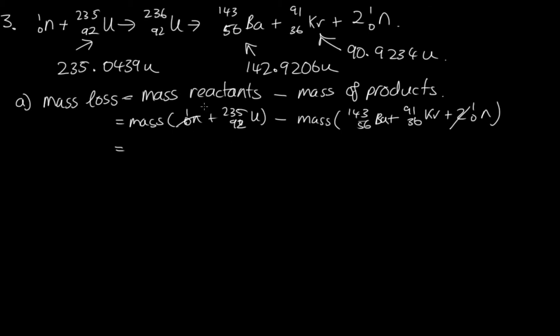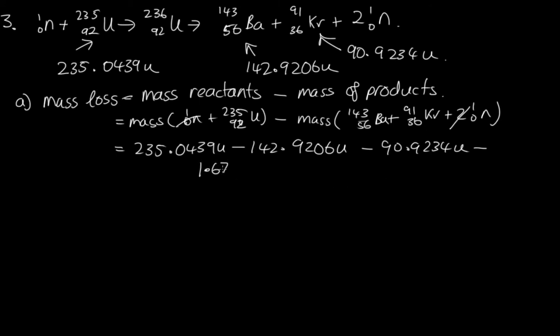So now we can just substitute everything in. We've got 235.0439 atomic mass units minus 142.9206 atomic mass units minus the krypton, which is 90.9234 atomic mass units. Now we have to subtract off the mass of the neutron. We're given that at the front of the tutorial problems as 1.675 times 10 to the minus 27 kilograms.